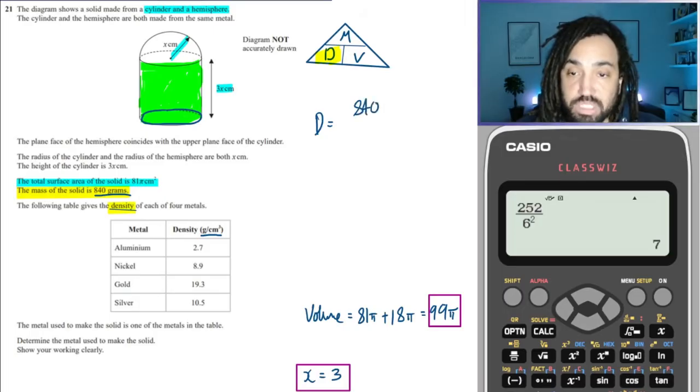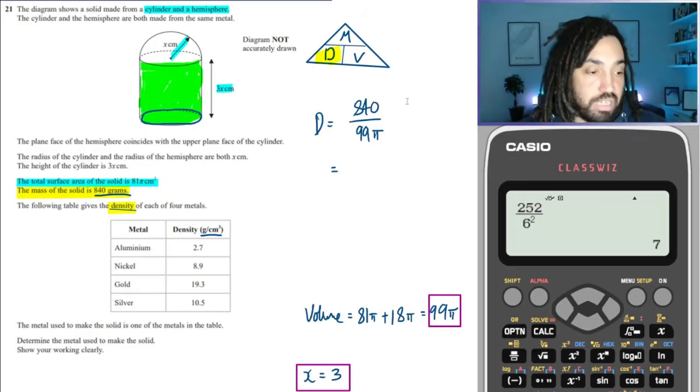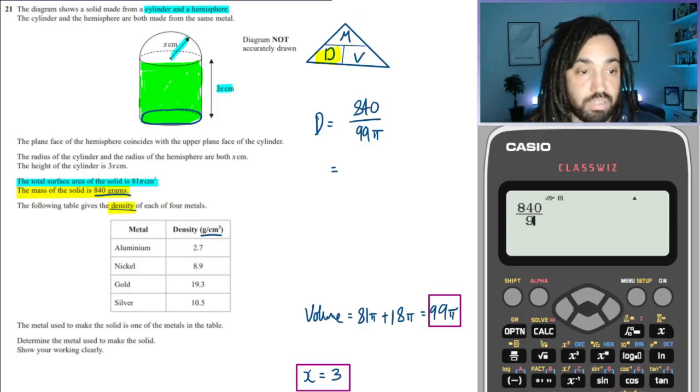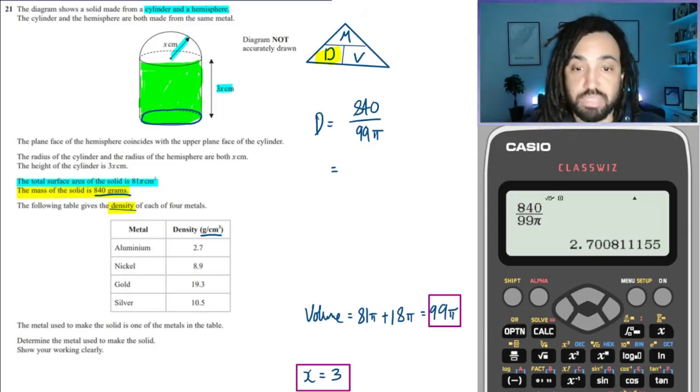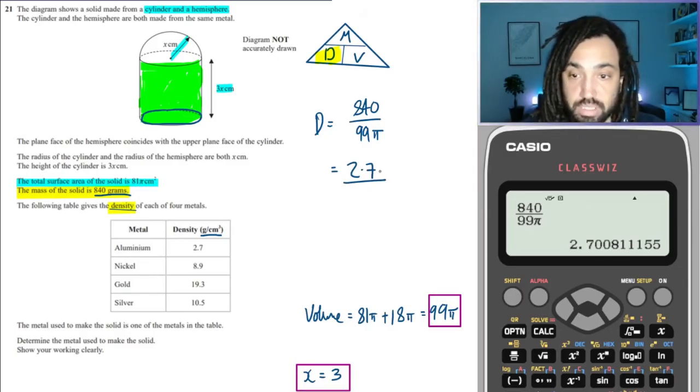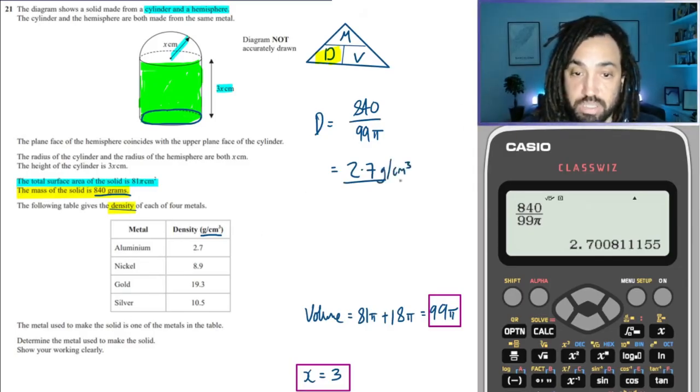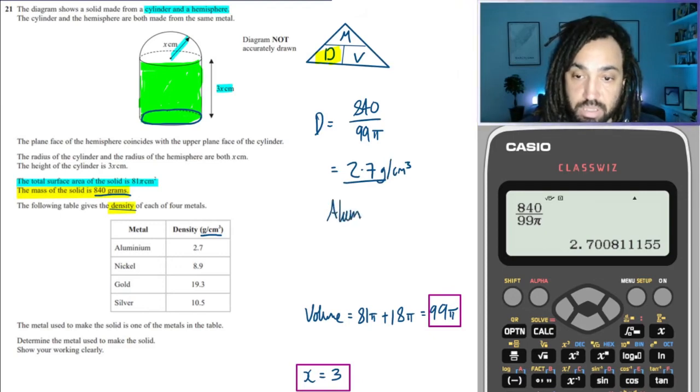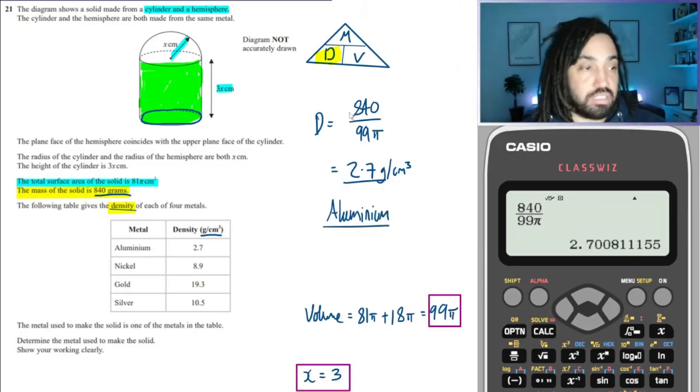So it's 840 over 99 pi. So we put that in our calculator, and I'm really hoping this is going to give me something similar to what is on the chart. 2.7, oh, beautiful. Okay, so therefore our final answer is, and that's grams per centimeters cubed, aluminium. Or aluminum, if you're in the States.